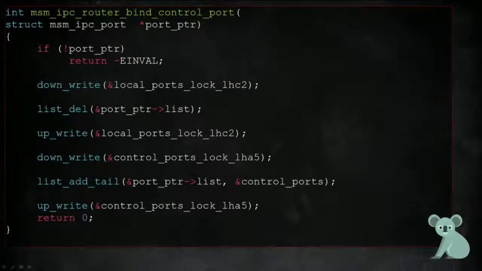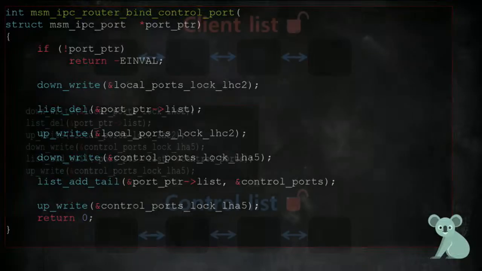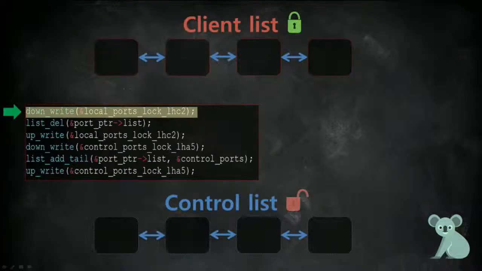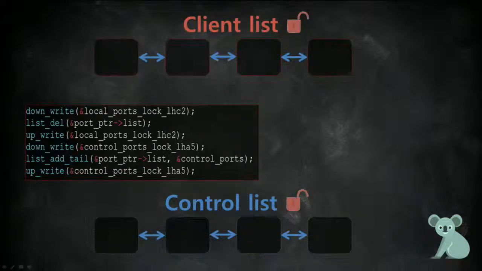So that's the conversion function, and there is a vulnerability here. So let's examine this function step by step and find the vulnerable code. Can you see the code here? Is it visible? Okay. So the first instruction is taking a lock on the client list.